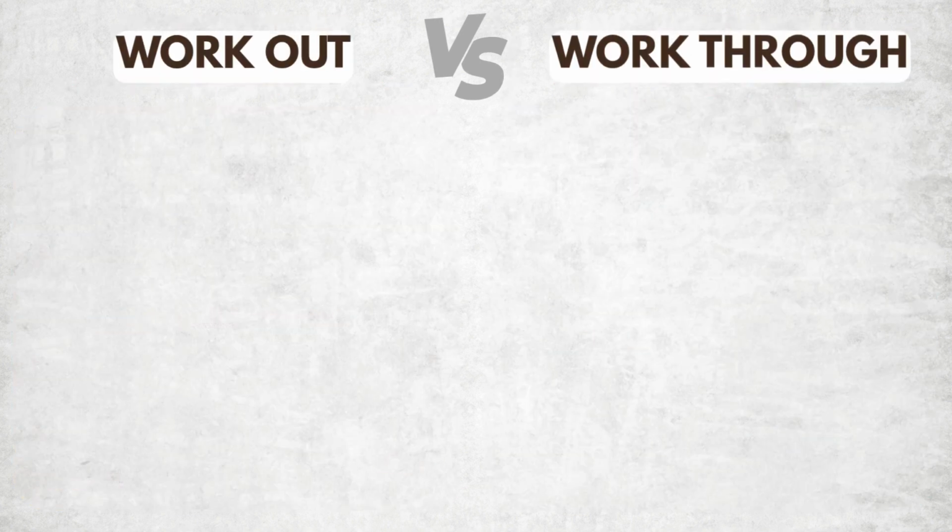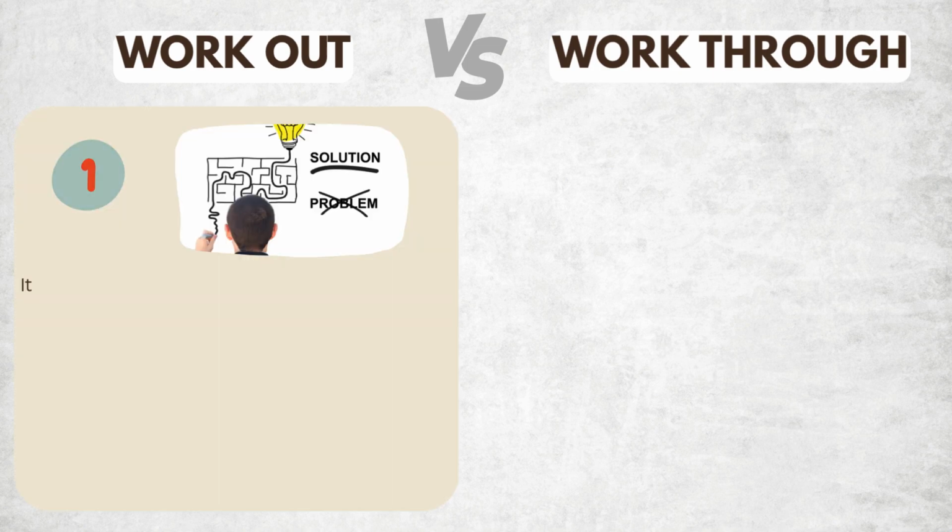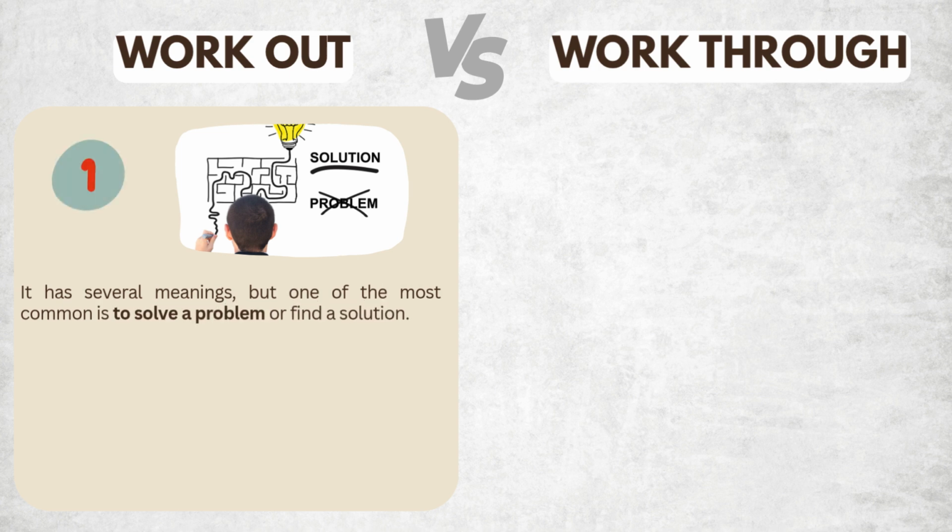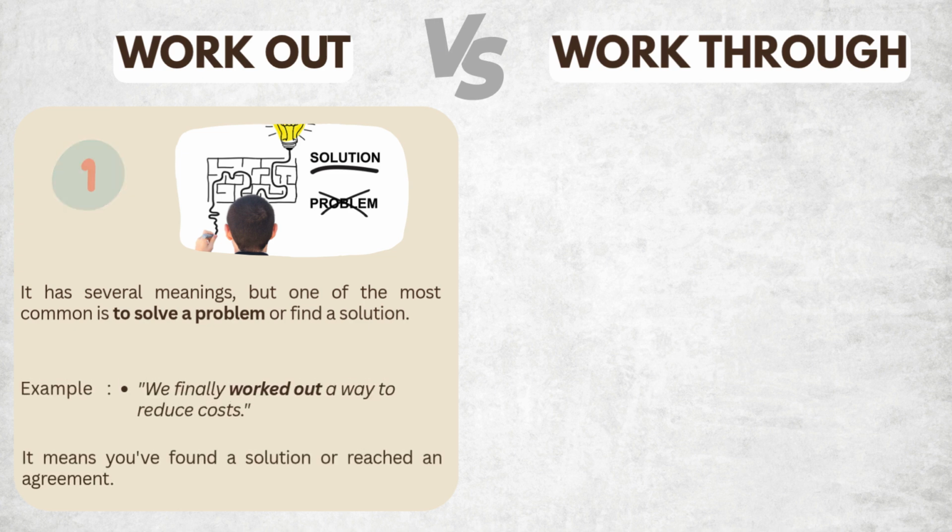Next up is another pair that's often confused: work out and work through. Work out has several meanings, but one of the most common is to solve a problem or find a solution. For example, we finally worked out a way to reduce costs.